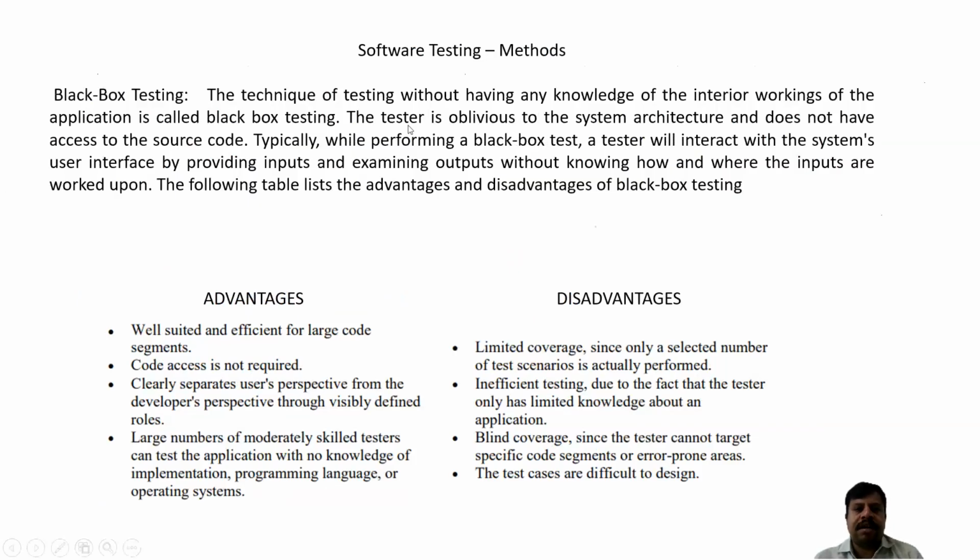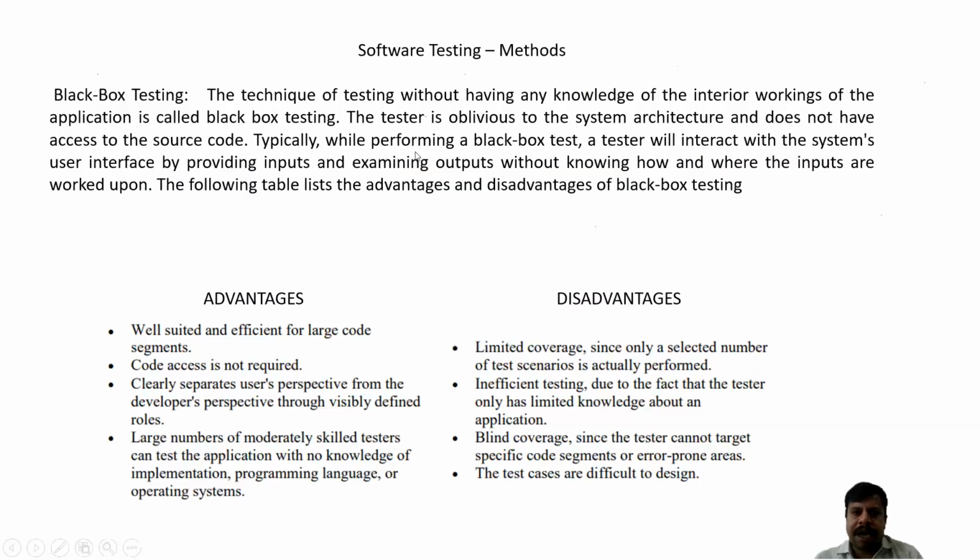So in black box testing, what happens is the test is being conducted without any knowledge of the interior working or internal program of the application. Okay, that is known as a black box testing. The tester is oblivious to the system architecture and does not have access to the source code. Here we are not concerned about the source code or internal program. Okay, only we are concerned with the architecture. That is the main point to remember.